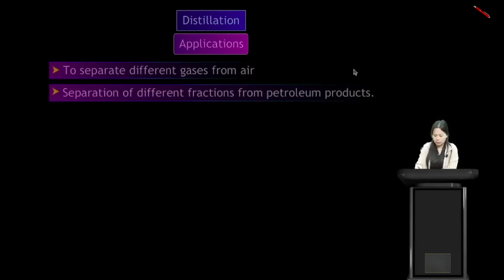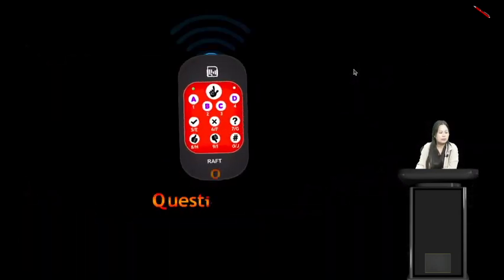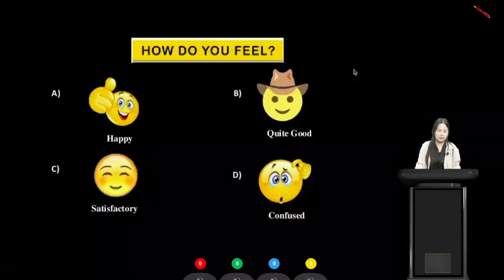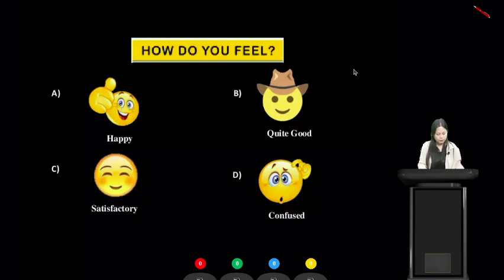Okay, so this leads us to the last question for today. Students, please get your rough devices ready and respond to this question. The question is, how do you feel about today's class? Option A is happy, option B is quite good, option C is satisfactory, and option D is confused. I'm giving you 25 seconds to respond to this question. Your time starts now. Kindly give your feedback about today's class.